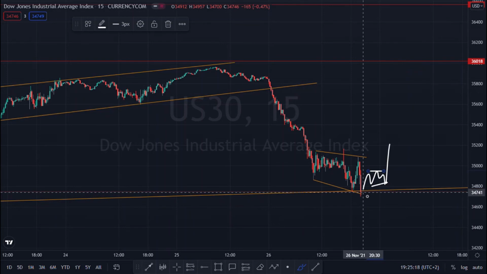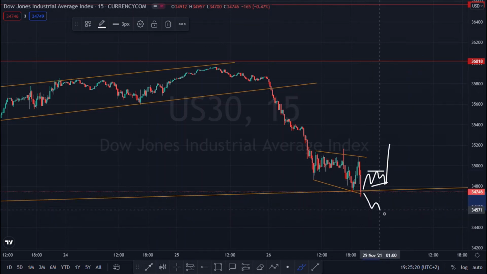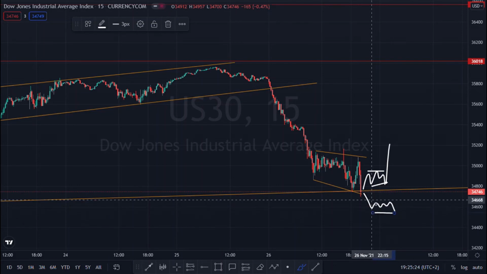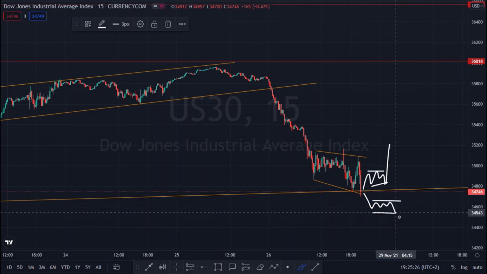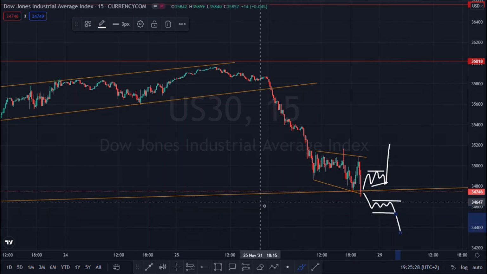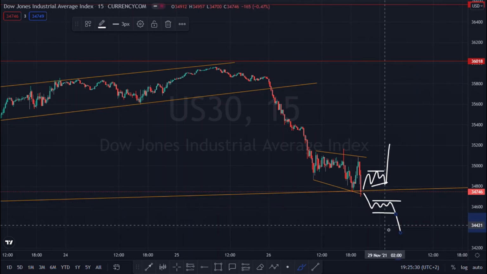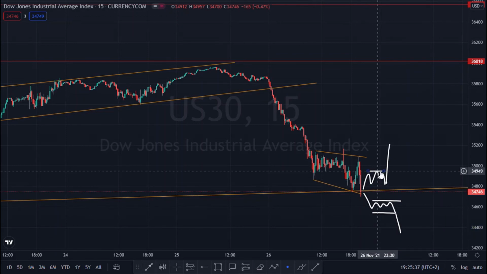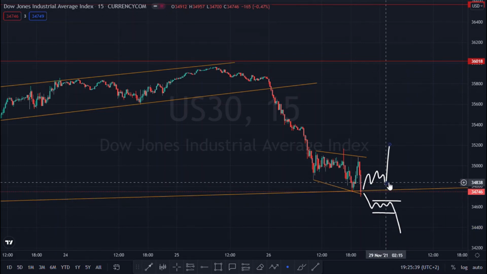Or we can expect prices to break out, give us a correction below right here, and then we can expect prices to shoot towards the downside. So that's how we can look at something like this, guys, because it's gonna be crazy. So you're gonna have to wait this one out nicely, just so that we can get a nice reduced risk entry.